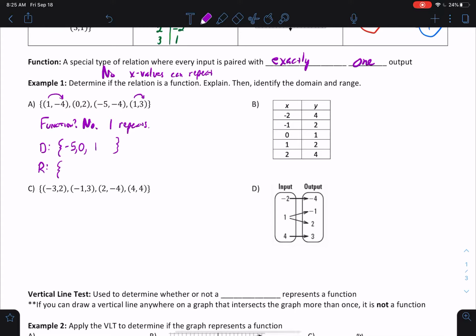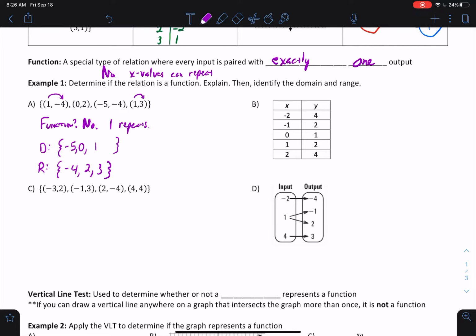Range, the lowest output we have is -4, and then we have a 2, and then we have a 3. Notice how I did not say -4 twice. I don't need to. And it doesn't matter that we had a member of the range repeat. That's fine, because 1 goes to -4 and -5 goes to -4. So a range value repeats, but the domain does not for those coordinates, okay? But we do have the 1 repeating. We have the 1 going to two different outputs, which is a no-go.